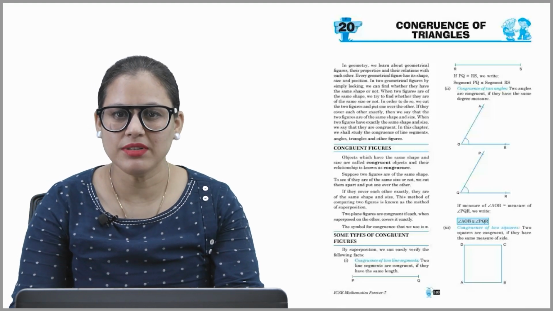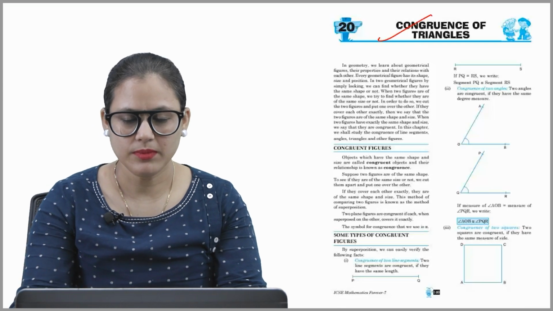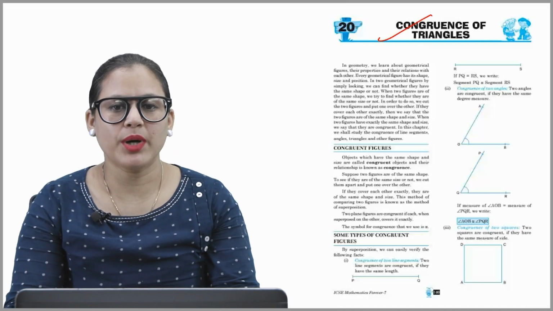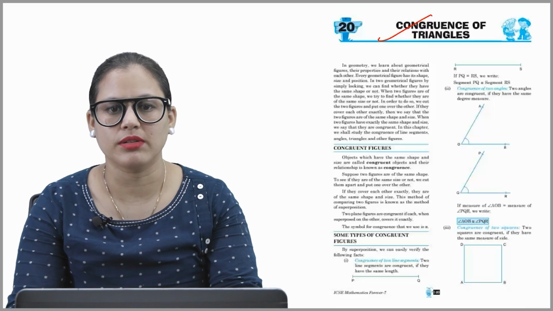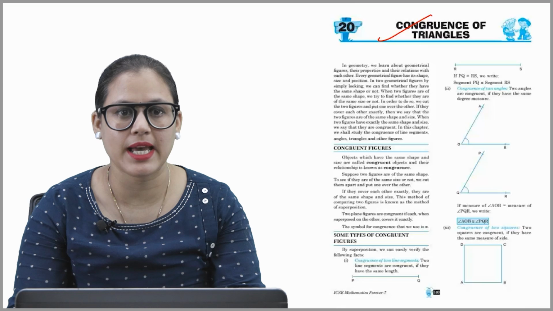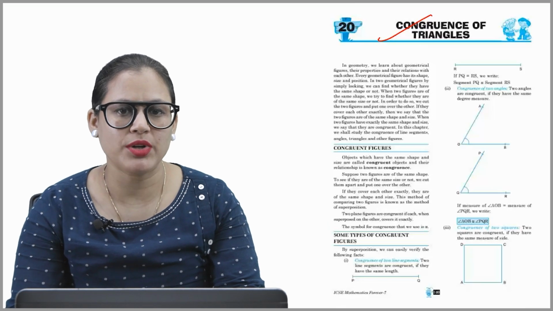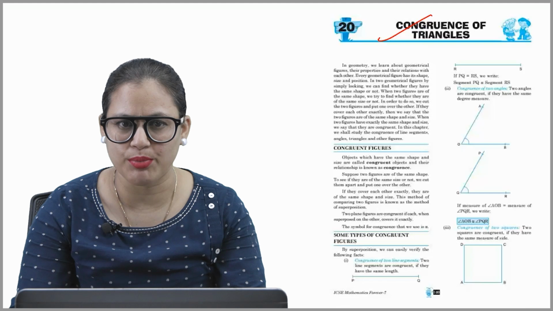Let's start today's chapter, Congruence of Triangles. In geometry, we learn about geometrical figures, their properties and their relations with each other. Every geometrical figure has its shape, size and position. In two geometrical figures, by simply looking, we can find whether they have the same shape or not.